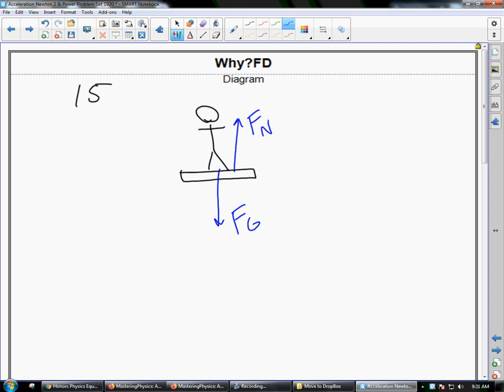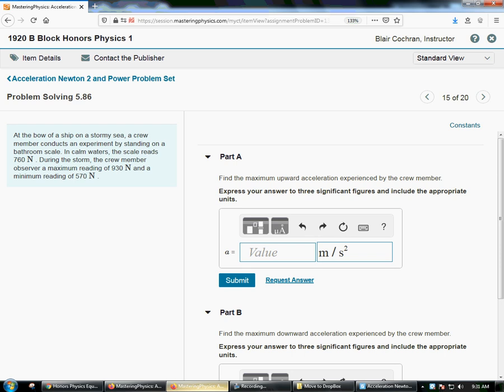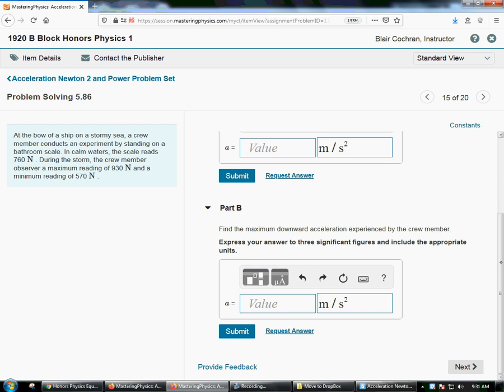with a normal force. And then kind of the tricky one is sometimes I'll have an acceleration up, but other times I'm going to have an acceleration down, and other times I might even have a zero acceleration, because I'm going through a bunch of different scenarios here, right? It's calm water, which would be no acceleration, and then up and down. So they want to know the maximum upwards acceleration experienced and the maximum downwards by the person.